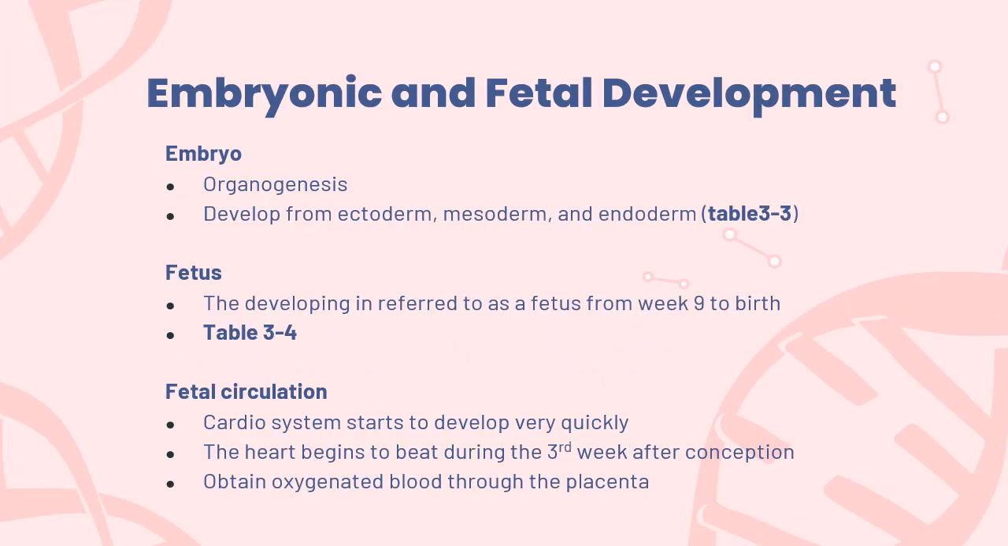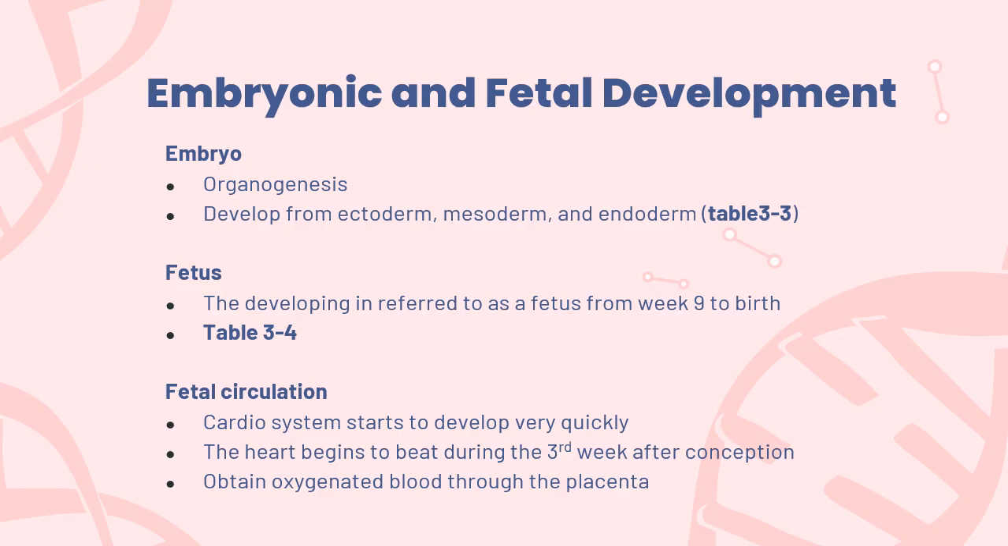Then we have embryonic and fetal development. So implantation, I cannot say that word today, has happened in the upper part of the uterus. We're ready to go. So next we have an embryo. You will start to have organogenesis, which if you can break the word down just means development of body organs. They develop an ectoderm, mesoderm, and endoderm, which there's a table in your book that goes into depth about this. And then it develops into a fetus. The developing is referred to as a fetus from week 9 all the way until birth.